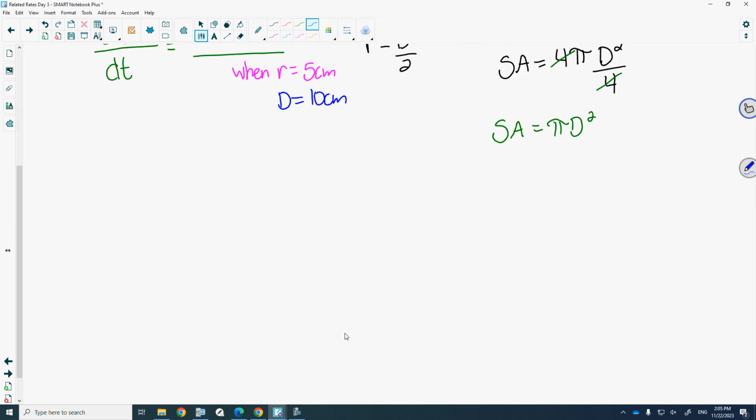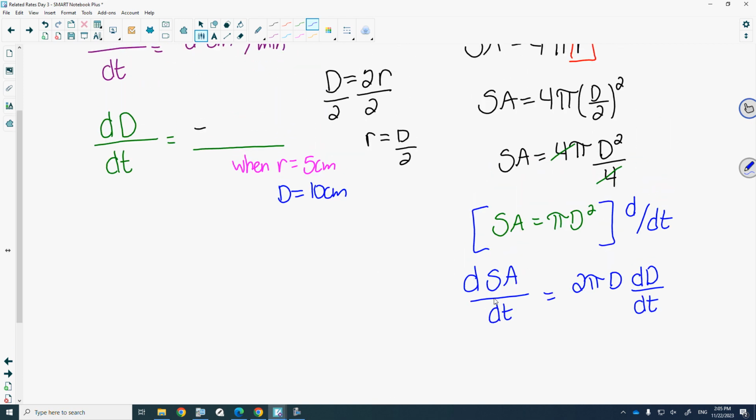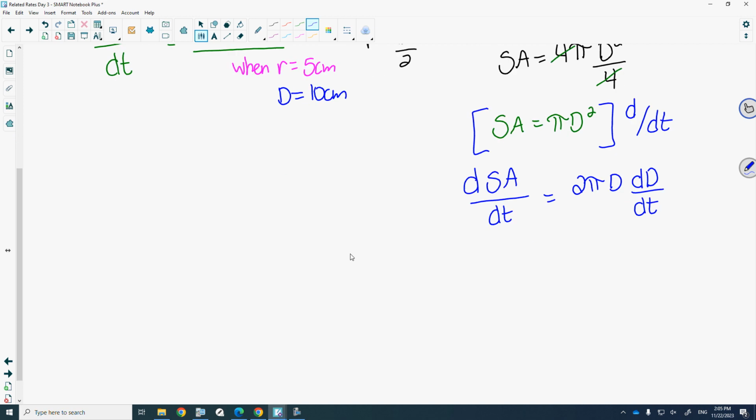So now that I have that, we're going to differentiate both sides with respect to time. So I get the rate at which the surface area is changing with respect to time is 2 pi d, and then the rate at which the diameter is changing with respect to time. From here, the surface area is decreasing at a rate of 2. So I'm going to put negative 2 is equal to 2 pi. Diameter, we just said, would be 10 now. And I'm looking for dd over dt.